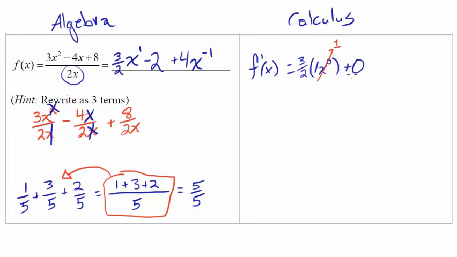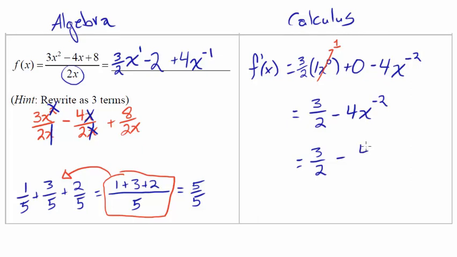Right, now my next term, I'm going to bring down that -1. -1 times 4 is -4, x to the -2. All right, so if we clean this up again, we just get 3/2 minus 4 x to the -2, or you might write that as 3/2 minus 4 over x squared, either one.